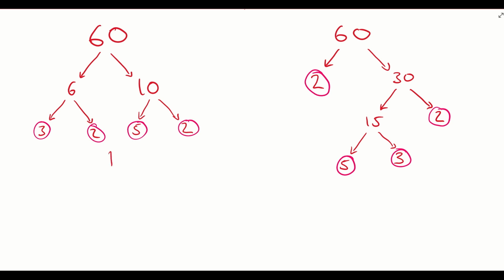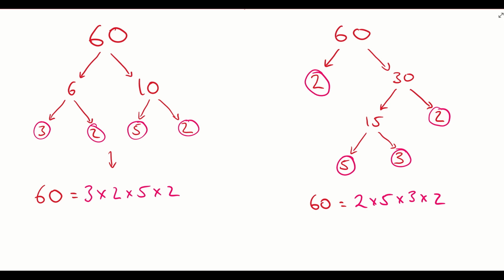Well, over here, this tells us that 60 is equal to 3 times 2 times 5 times 2. And over here, 60 is equal to the numbers that we circled, 2 times 5 times 3 times 2. So it doesn't seem to matter how we do our factor tree, we're always going to end up with the same prime factors multiplying together to give us the number that we started with, our 60.